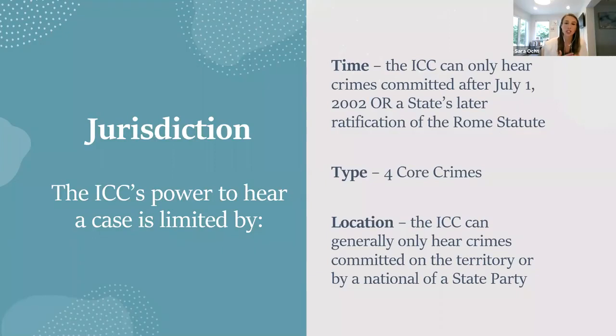So these are the three limitations on jurisdiction, but it's hands down not the only limitations. And actually, one more thing before we move on to the next slide, there is an exception to this location limitation. When the UN Security Council refers a case to the ICC, it does not have to involve crimes committed on a state territory or by a state national. It can involve crimes committed on a non-state territory by a non-state national. So the UN Security Council kind of has that added advantage in referring crimes to the court.